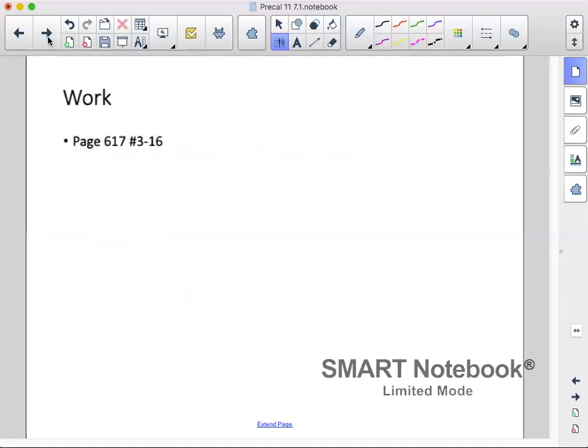Okay, practice work for this section can be found on page 617, numbers 3 to 16.